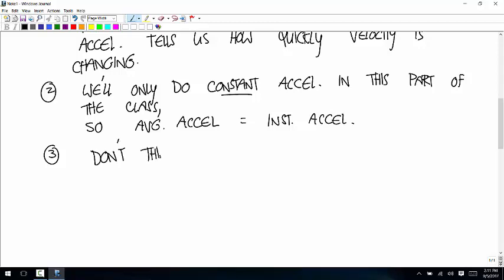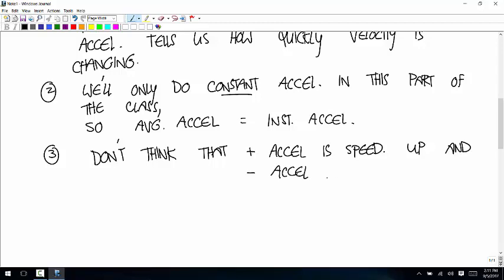So this is an easy pitfall. Don't think that positive acceleration is speeding up and negative acceleration is slowing down.